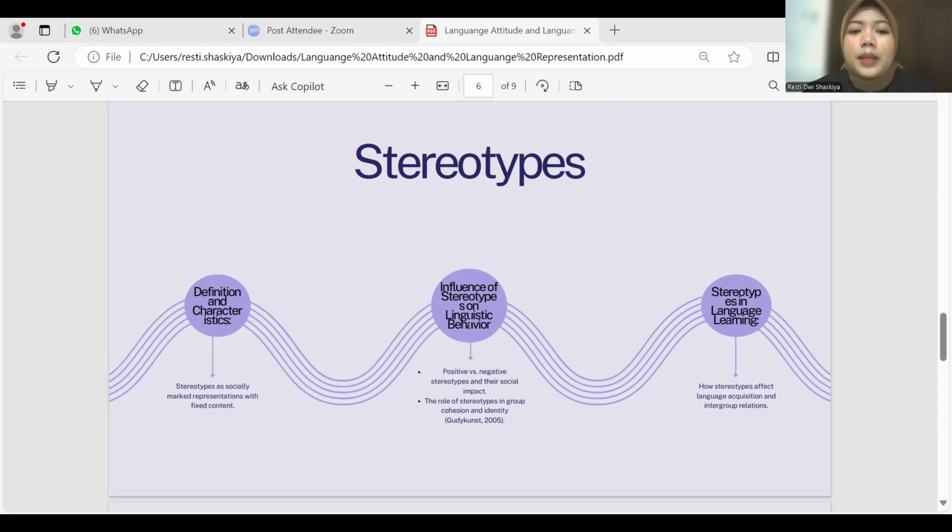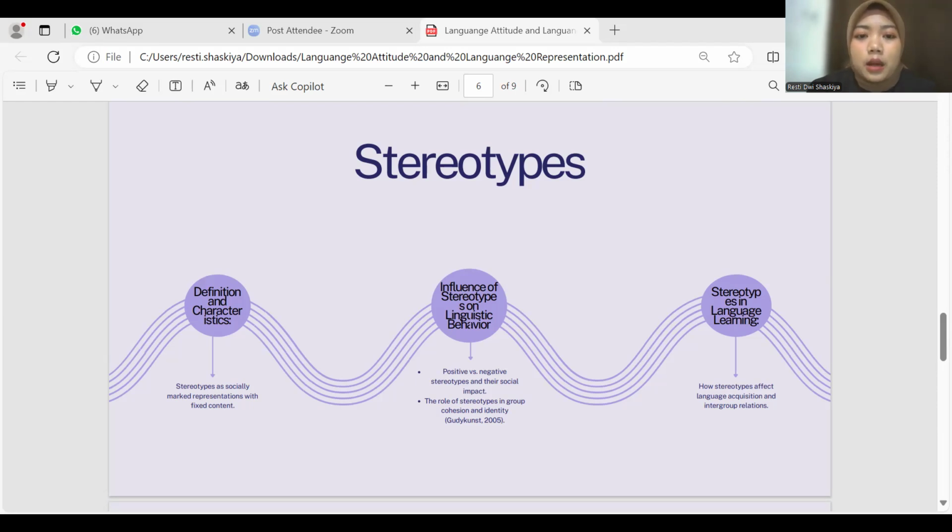Lastly is stereotype in language learning. Stereotypes can affect how people learn language. If a person believes that a language is difficult or that speakers of that language are uneducated, it can make them less motivated to learn it. Stereotypes can also influence how learners interact with speakers from different groups, affecting communication and intergroup relations.